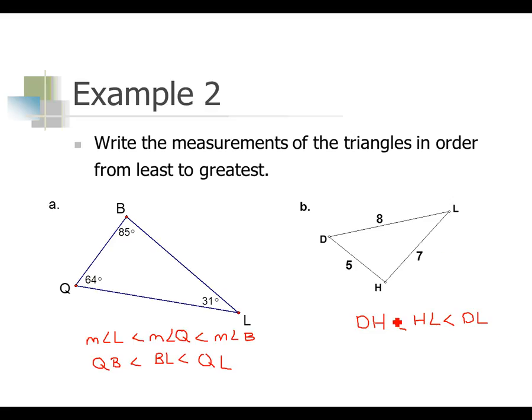And then look for opposites. Opposite of DH is angle L, which is less than the measure of angle D, which is less than the measure of angle H. And again, how we could tell those: DH was here, opposite of it was L, so put that there. HL being here in the middle, D is opposite of it, and then DL, 8, is opposite of H.